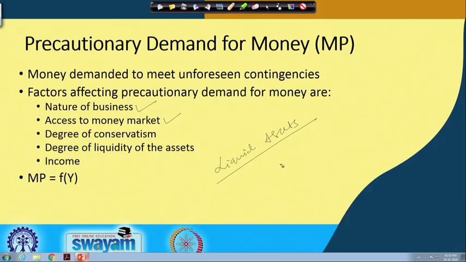So, if access to the money market is restricted, then business units always try to hold some liquidity, some cash with them, to overcome the uncertainty or risk they may face in the future in their business process. So access to the money market declines the precautionary demand for money, but if access is restricted, then it increases the precautionary demand for money by the business units.